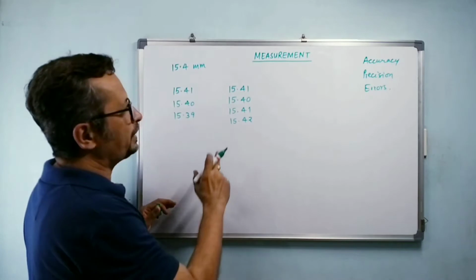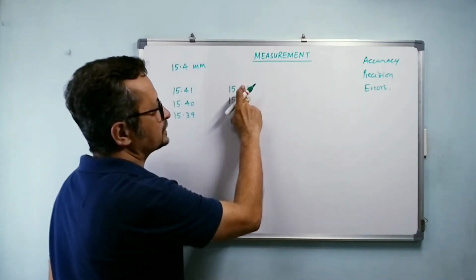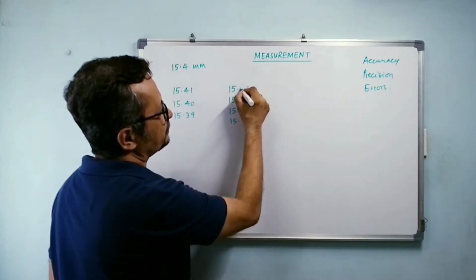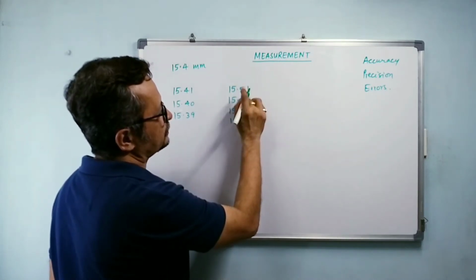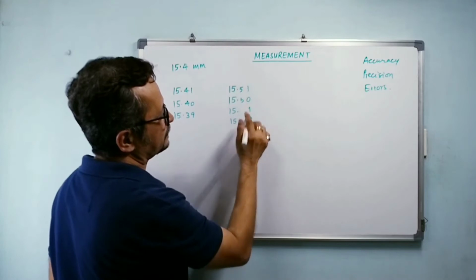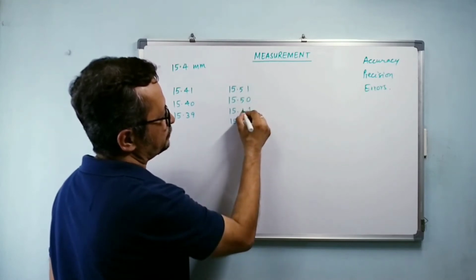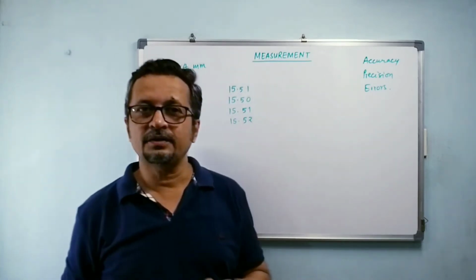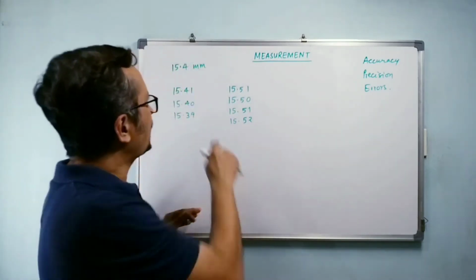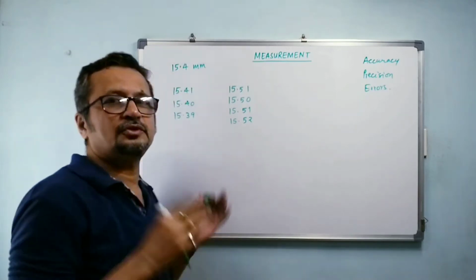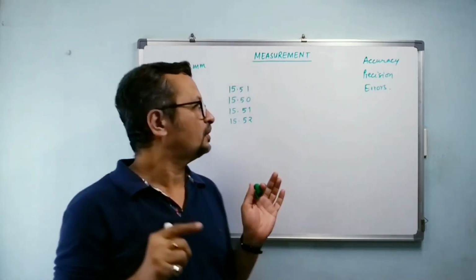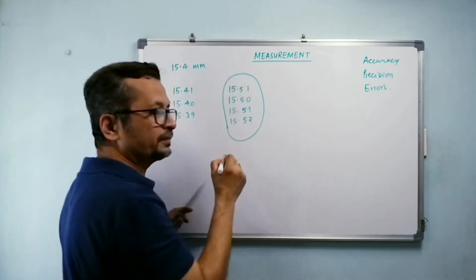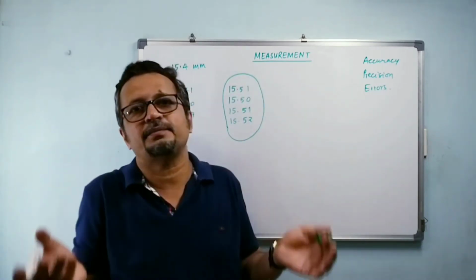Or then I might have got readings which are 15.51, 15.50 and 15.51 again, 15.52 here. Now if you see these readings, are they close to 15.4? No, the difference is very large. But the readings are quite close to each other, the readings in themselves. Now what might be the reason here?